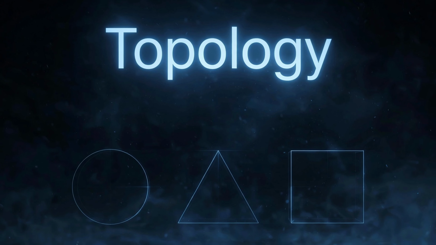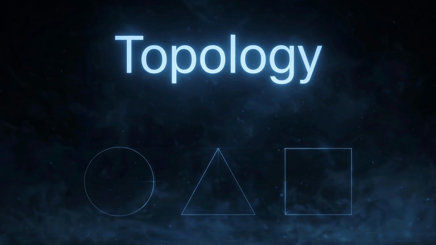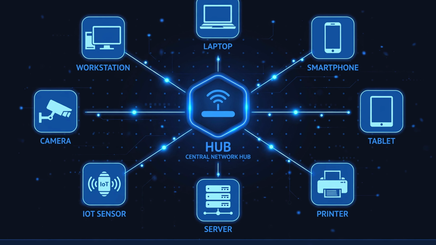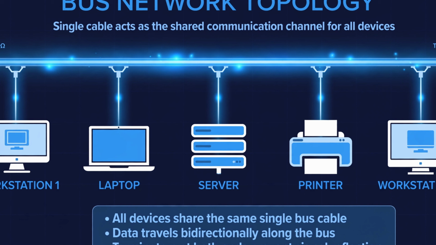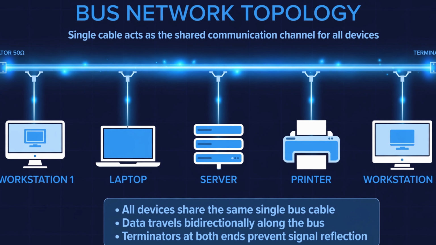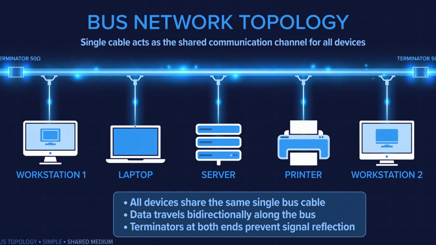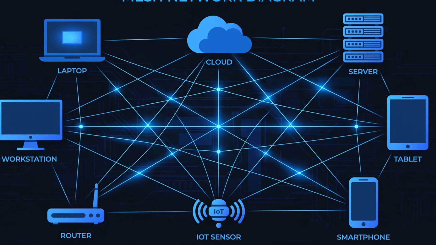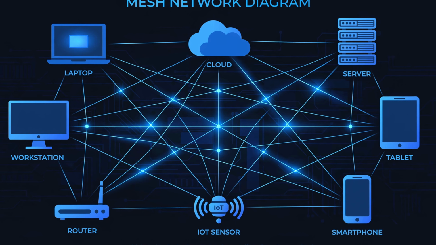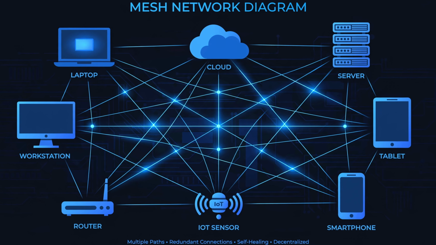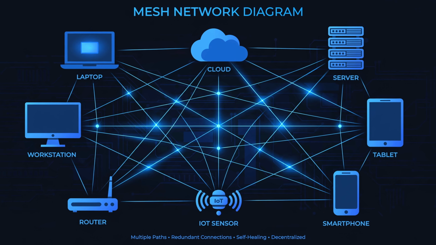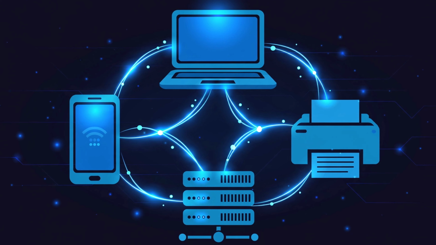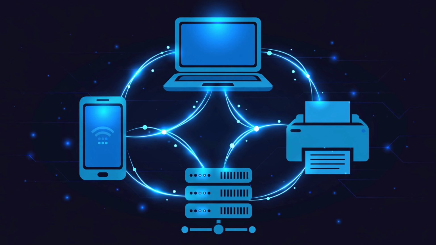One last thing worth knowing: the physical layout of a network is called its topology. A star topology connects every device to one central hub. A bus topology connects all devices along a single shared cable. And a mesh topology connects devices directly to multiple other devices, creating several possible paths for data to travel, which makes it extremely reliable.